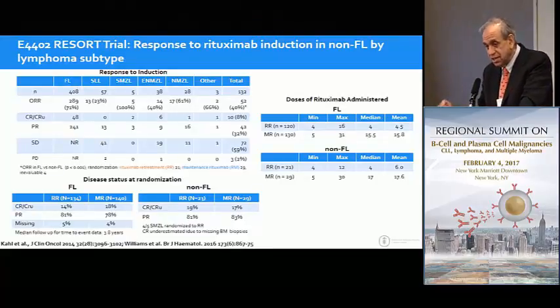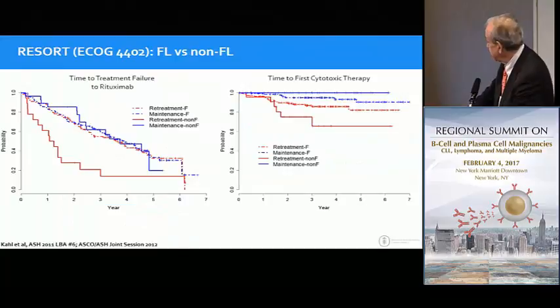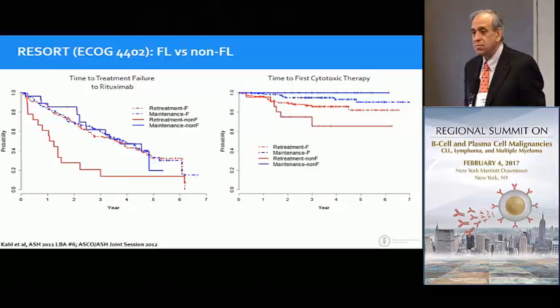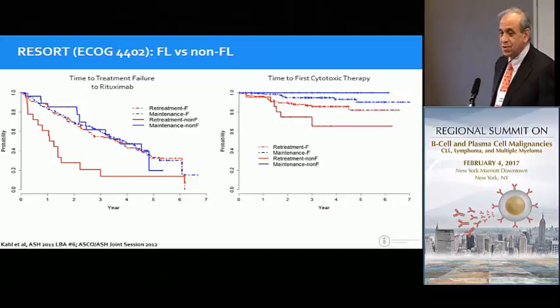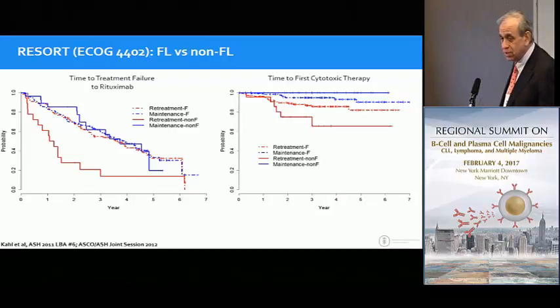So the question is, is it worth giving 4 times the amount of drug? Is there a benefit? Here's the integrated analysis that Brad Call showed. These dotted lines are the retreatment follicular versus maintenance follicular, and I would argue that there's absolutely no difference between those curves. This was the primary endpoint of the study.